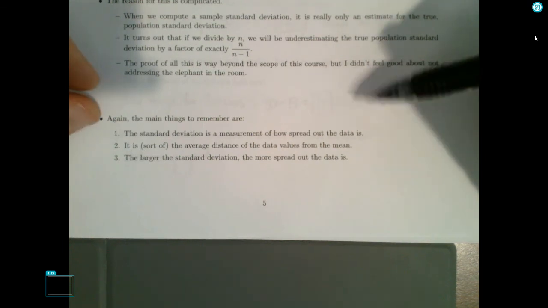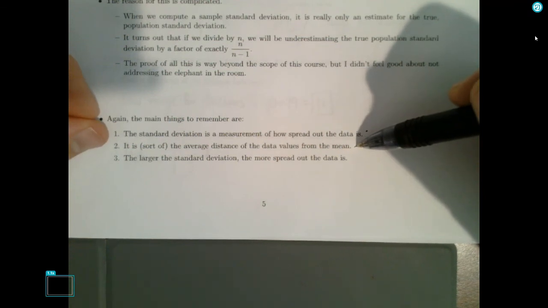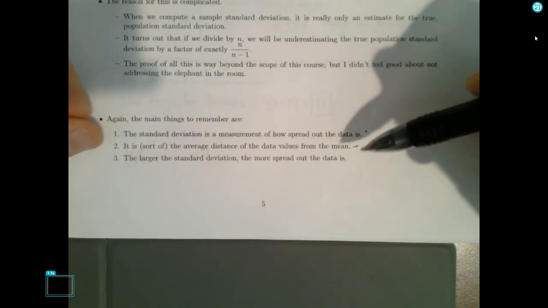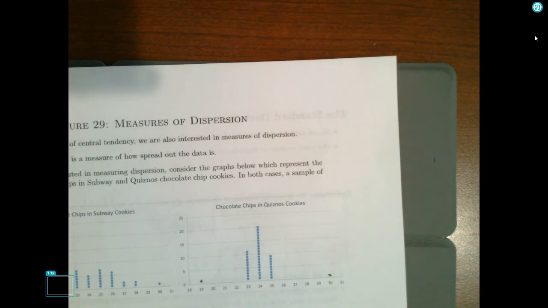Okay, but your main takeaway should be this. The standard deviation is a measurement of how spread out the data is. It's sort of the average distance of the data values from their mean. And the larger the standard deviation, the more spread out the data. Those are the main takeaways. So that'll do it for our discussion of measures of dispersion.